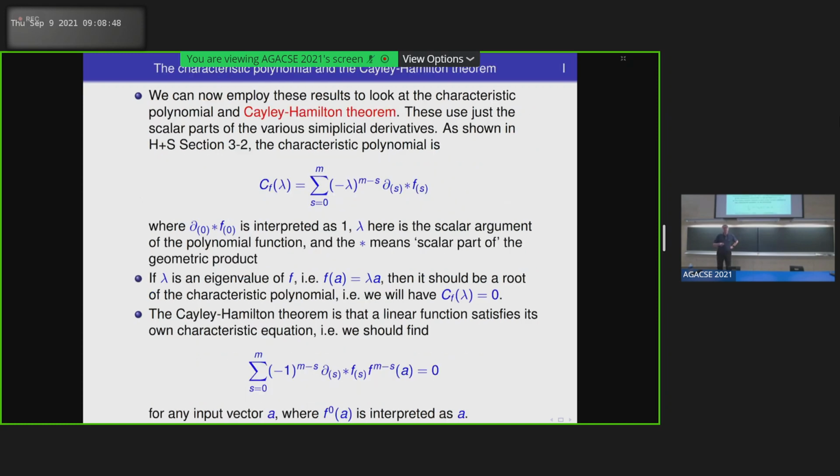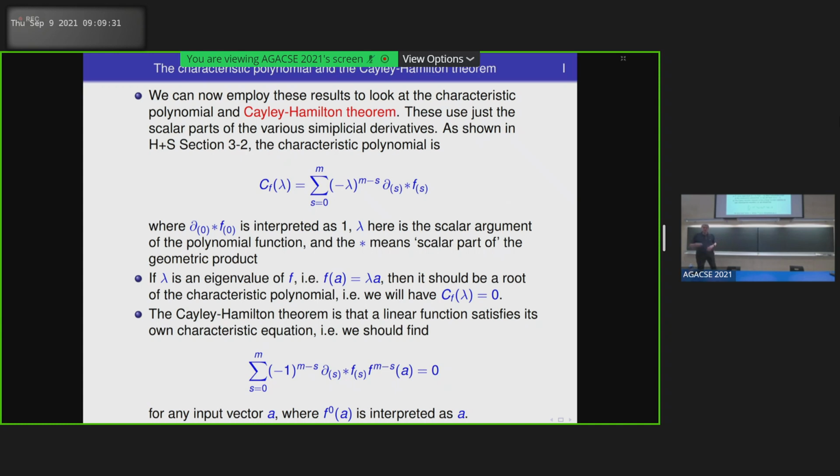Let's try again. So these results crop up when you look at the characteristic polynomial and the Cayley-Hamilton theorem. But they just use the scalar parts of the various simplicial derivatives. The scalar parts are scalar invariants, and they form the coefficients of the characteristic polynomial of the function as shown here. We take the scalar part, indicated with a star between the derivative and f, and then sum with some scalar parameter lambda, minus lambda to the power of n minus s, and that gives you your characteristic polynomial for the function.